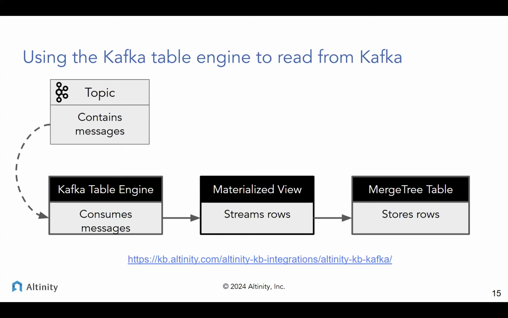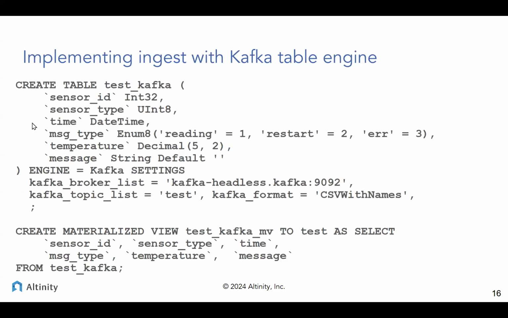The insert occurs, the materialized view will cause a query to run automatically on that data. So any select query you want, and then the results of it will be put in a target table. In this case, a merge tree table. But it can be anything. And so what this little pipeline does is something arrives in Kafka, the materialized view fires, and then the result gets put in merge tree. So let's see how this works in practice.